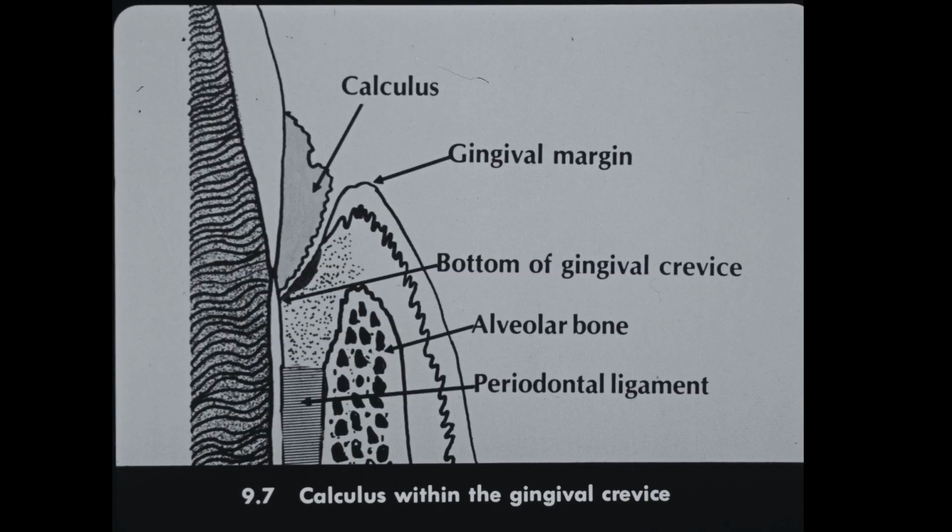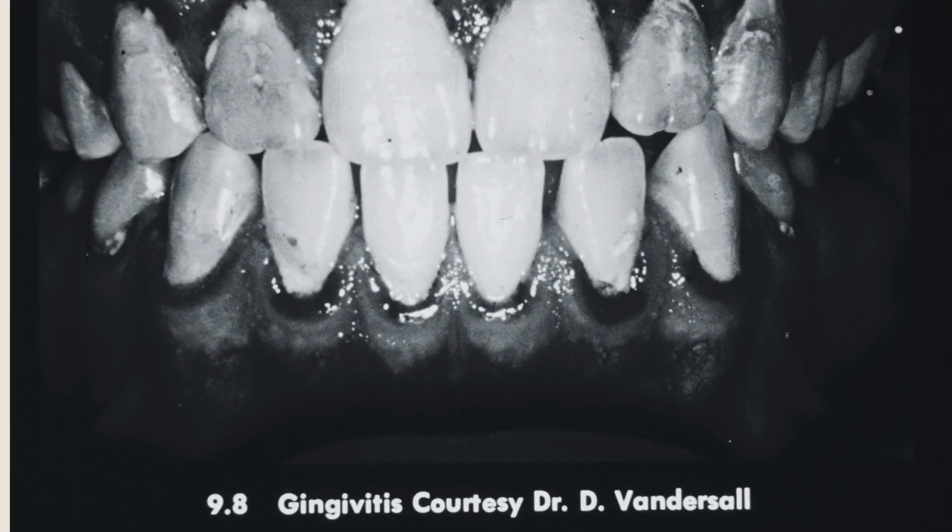This is a drawing of a portion of a tooth and the associated gingiva. Within the gingival crevice, there is a mass of calculus, which is irritating and ulcerating the adjacent gingival crevicular epithelium. This irritation and ulceration is causing an inflammatory reaction. This is gingivitis. This is a clinical photograph of a young person with gingivitis.